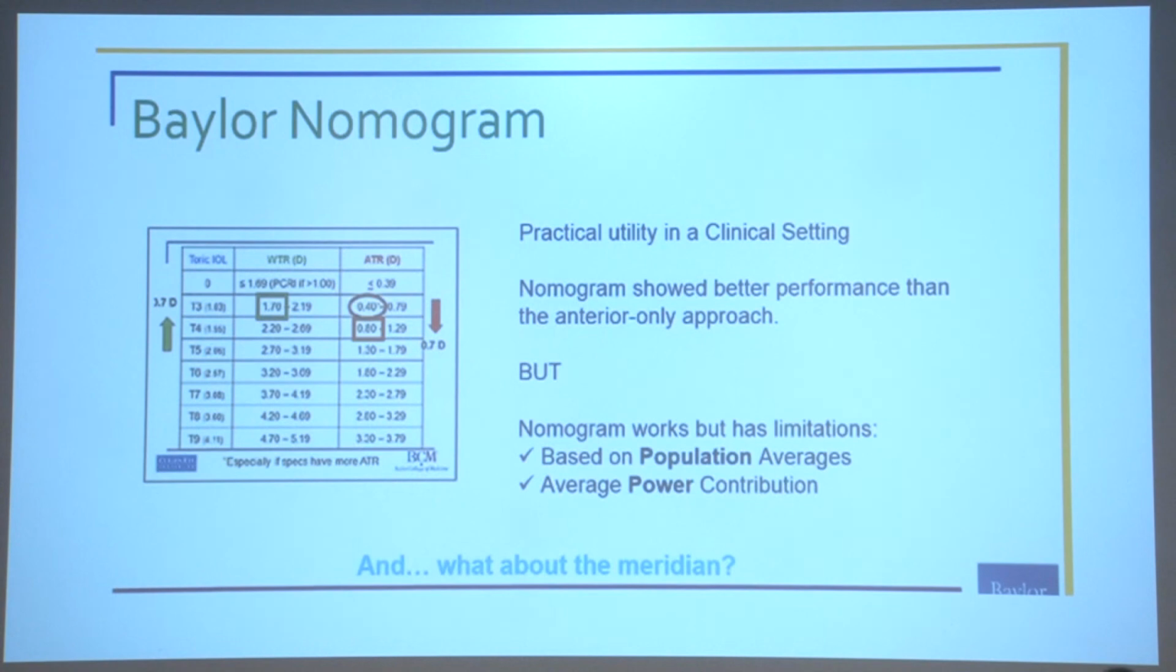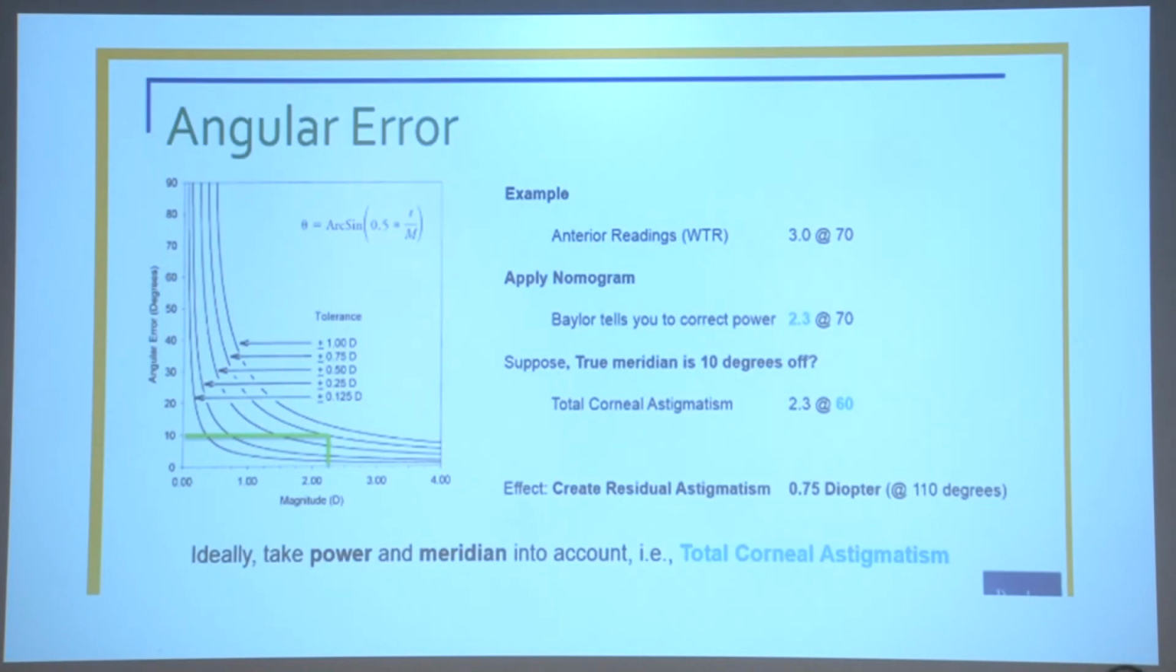The nomogram shows better performance than what we were doing with only corneal topography or anterior keratometry, but it is also limited by population averages. They have average power contributions. So what to do? What about the meridian? We were not understanding the meridian part, and the meridian has a significant role in understanding the total corneal power. Suppose your cornea has with-the-rule astigmatism of 3 diopters at 70 degrees, and you apply the Baylor nomogram, it gives 2.3 at 70 degrees only. It is not considering the angular power.